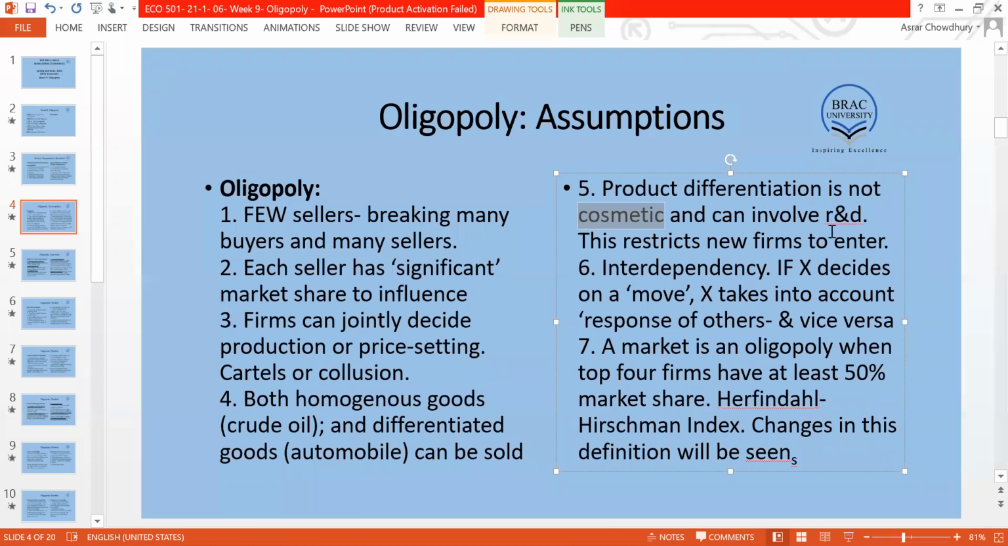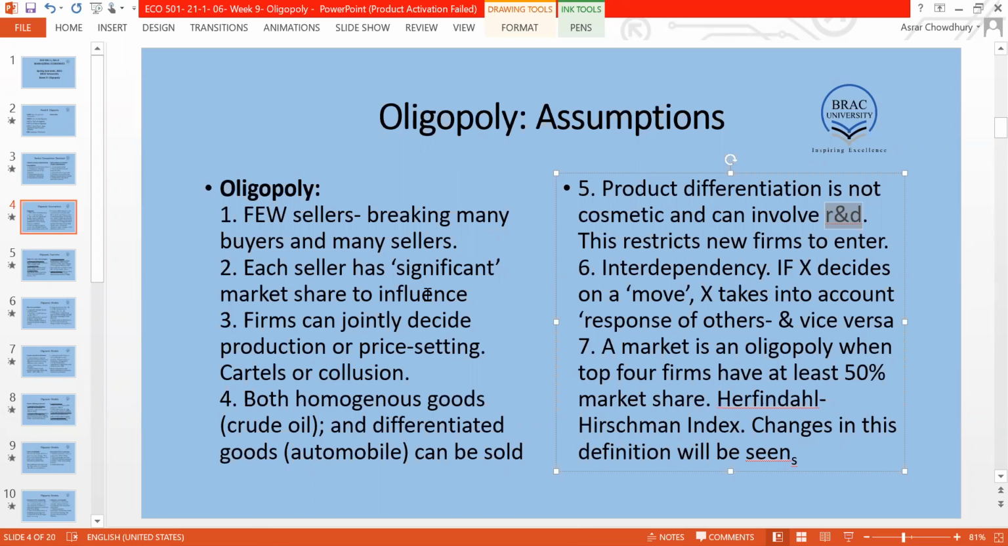Yeah, because a lot of this differentiation depends on R&D. R&D means research and development. Research and development itself, by definition, costs a lot of money. If we look at the pharmaceutical industry, how many global pharmaceutical suppliers are there? Do we have any people working in the pharmaceutical industry in this class? Okay, we don't, no problem.